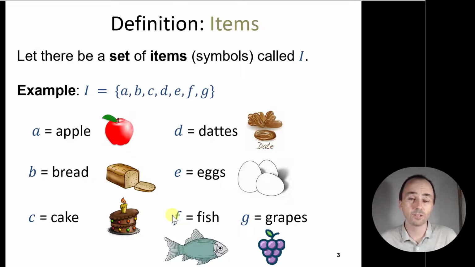First, I will take some example to make this easy to understand. Let's say we have a set of items we call I. This will be, for example, the products in a store. I will use the example of a store to make this easy to understand. So here I have the set I, and the items are A, B, C, D, E, F, G. And we will say that these are the products, like A is for apple, B for bread, C for cake, D for dates, E for eggs, F for fish, and G for grapes. So let's say we have a store with this kind of items or products.